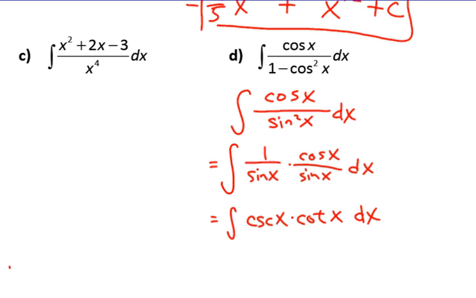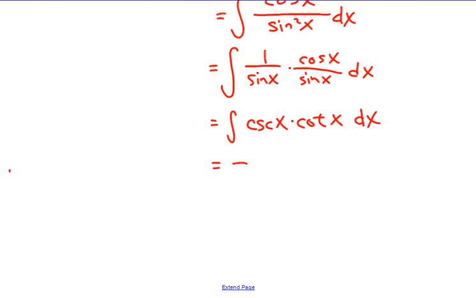And probably not very many of you remember this, but hopefully you remember that the derivative of secant is secant tangent. So the derivative of cosecant was negative cosecant cotangent. So if you're taking the integral of cosecant cotangent, then the answer would be negative cosecant of x. No, I forgot my c, sorry. Negative cosecant of x plus c.